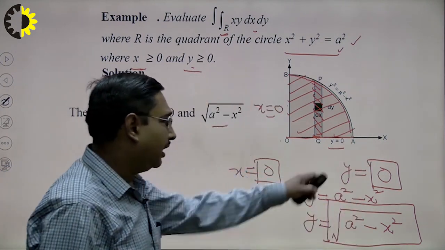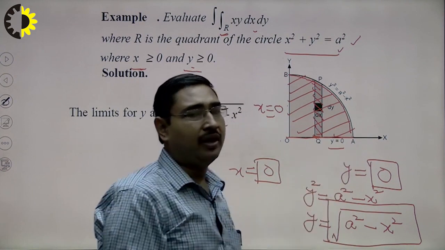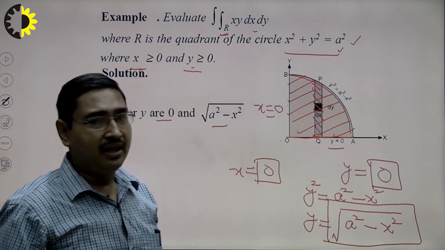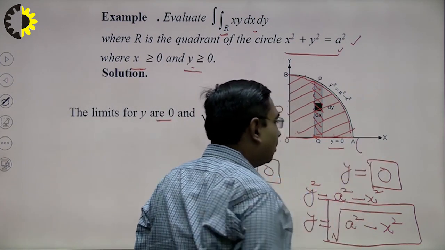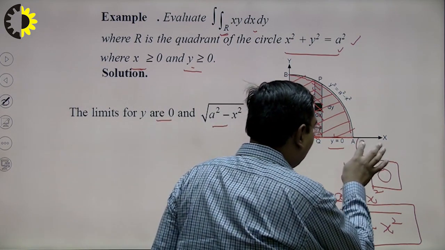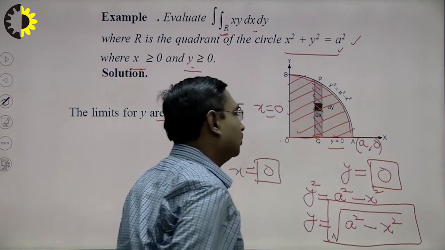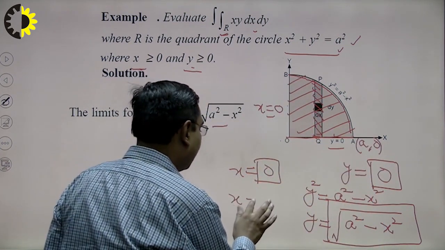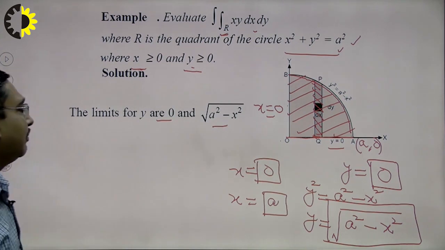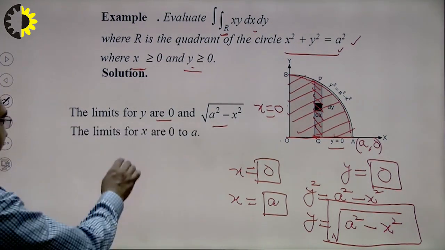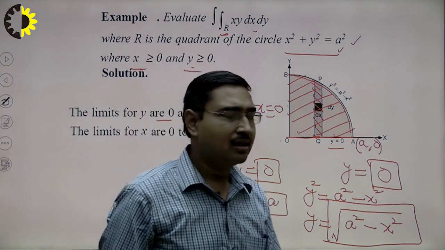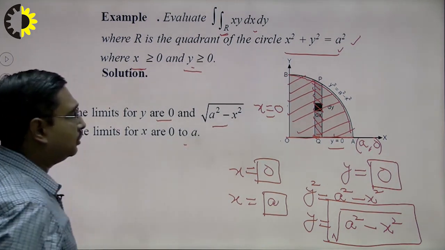This point A will be the rightmost point of the region, because there is no other point of this region lying on right of A. So, x value at this point will give upper limit of x. At this point, the coordinates are (a, 0) and the value of x at this point is a. So, this is upper limit of x. Thus, limits of y are from 0 to root a square minus x square. Limits of x are from 0 to a.